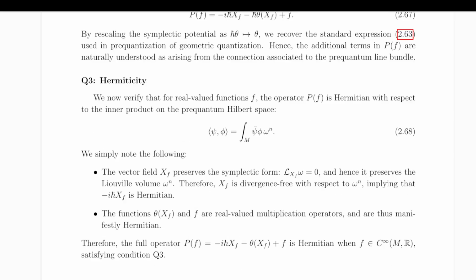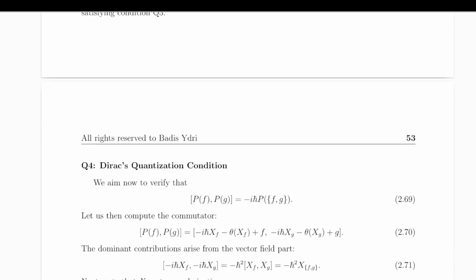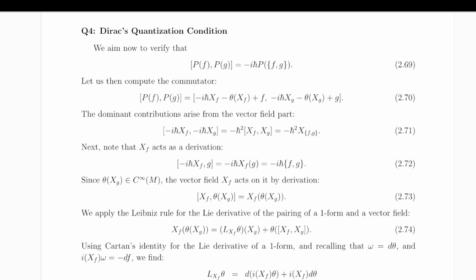Q3, Hermiticity. Now, let us check that the prequantum operator is indeed Hermitian. The vector field part is divergence-free and thus Hermitian. The terms involving multiplication by real functions are manifestly Hermitian as well. Thus, for real classical observables, the full prequantum operator satisfies the reality condition.